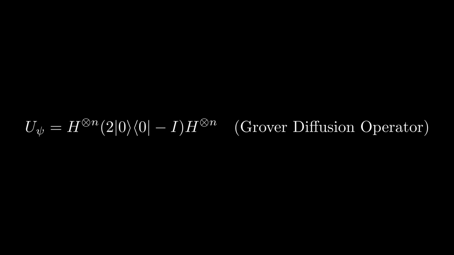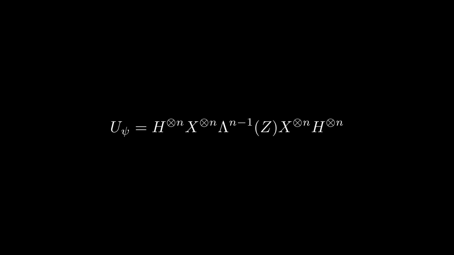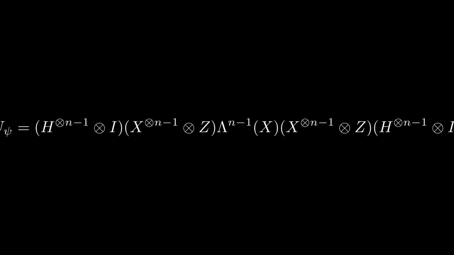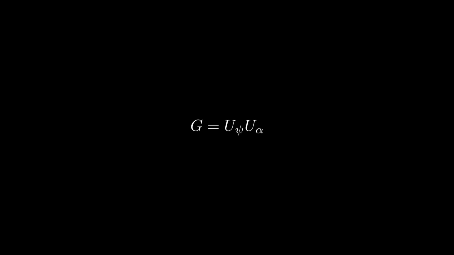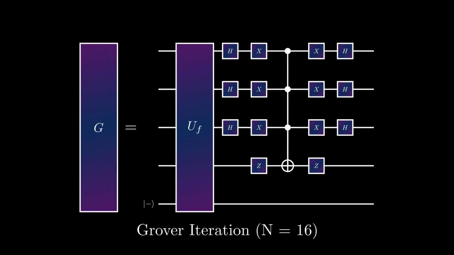We can implement this easily up to a phase using an n-1 qubit controlled Z-gate, which is controlled on an input of all zeros. Of course, this is just the same as a standard n-1 controlled Z-gate sandwiched between n X gates on both sides. Composing U alpha and U psi gives us the desired Grover operation G, whose full circuit description is given as follows. Note that I have just made some optimizations here using the fact that HXH equals Z.